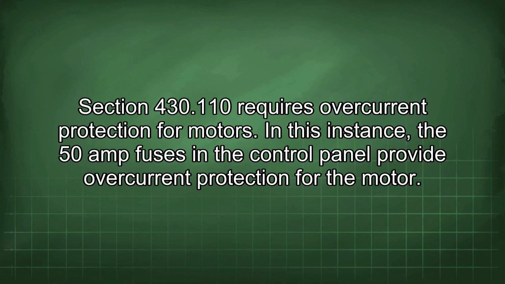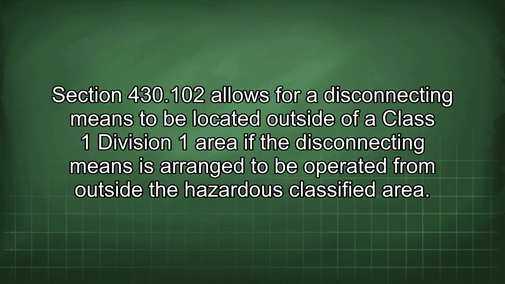In this instance, the 50 amp fuses in the control panel provide overcurrent protection for the motor. Section 430.102 allows for a disconnecting means to be located outside of a Class 1 Division 1 area if the disconnecting means is arranged to be operated from outside the hazardous classified area.